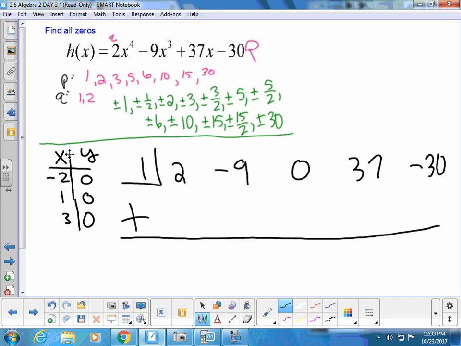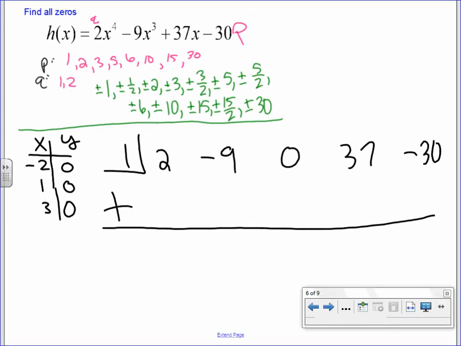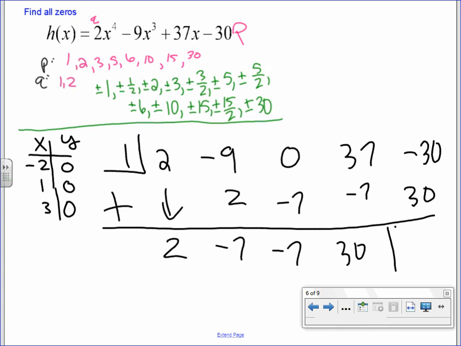All right, go ahead and do the synthetic. Do it all by yourself. See how you do. What are we looking for as a remainder? 0. Yep. Don't forget to drop your 2. That's a mistake I see a lot. Drop your 2 to start. Yeah, it works. There's my 0.